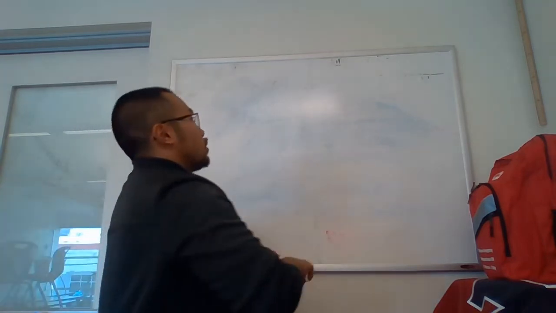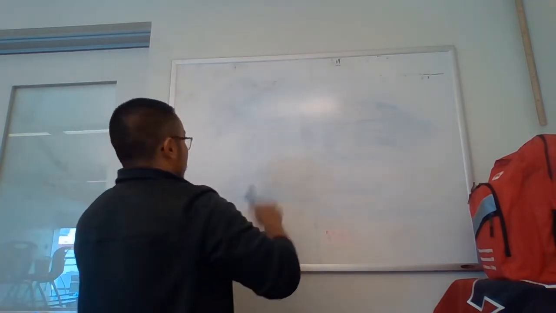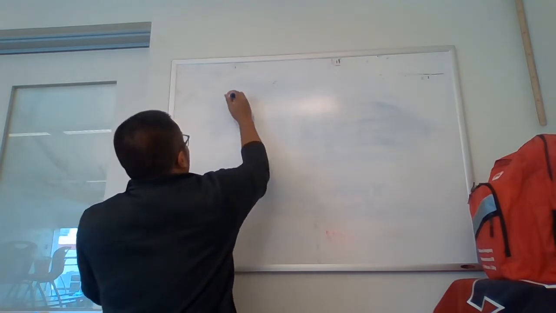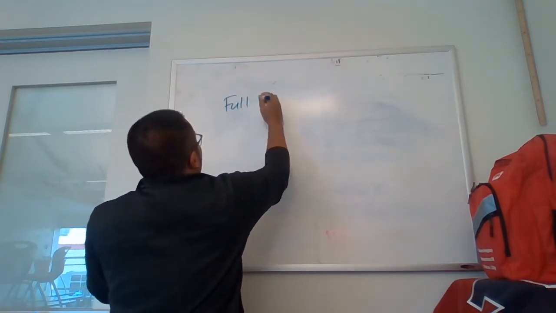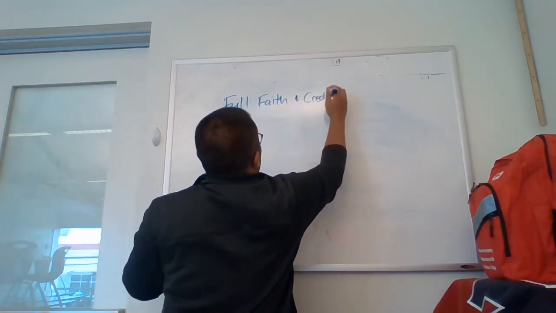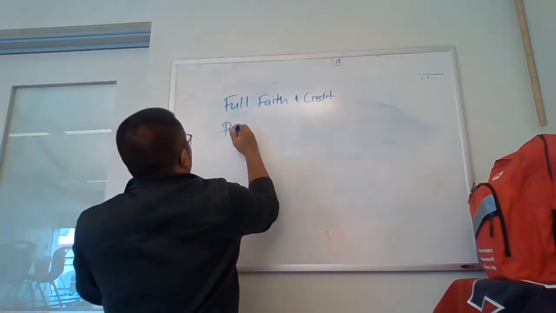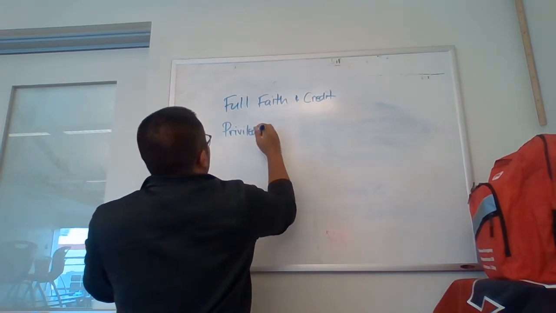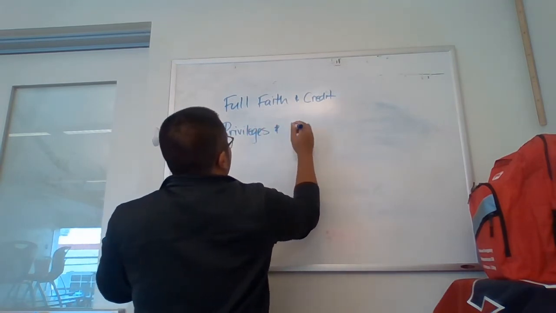Okay. So the two terms that I'm going to throw at you are going to be called the full faith and credit clause and the privileges and immunities clause.